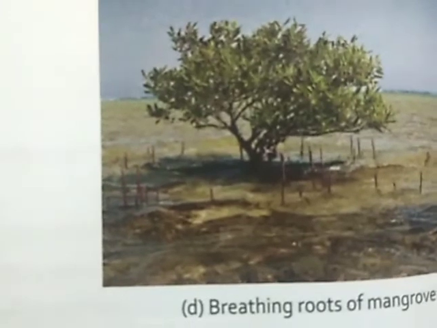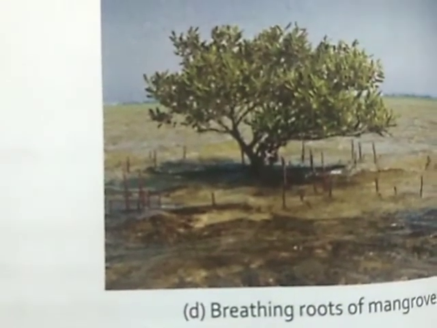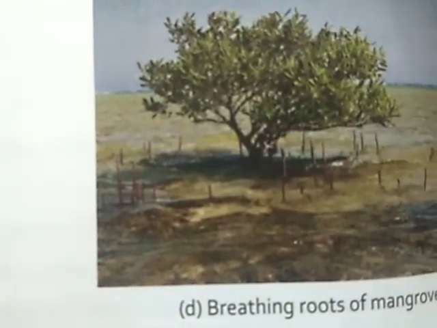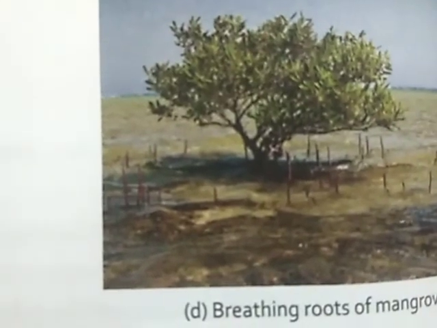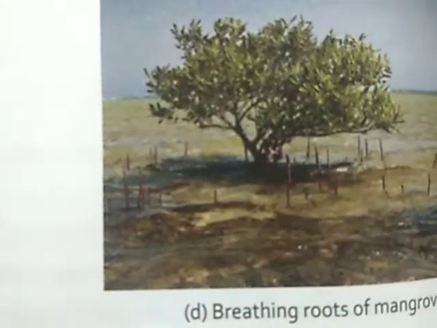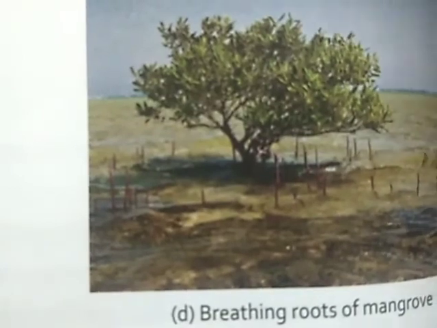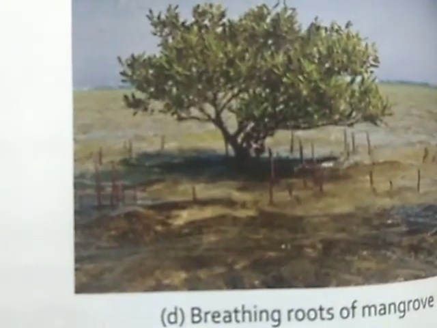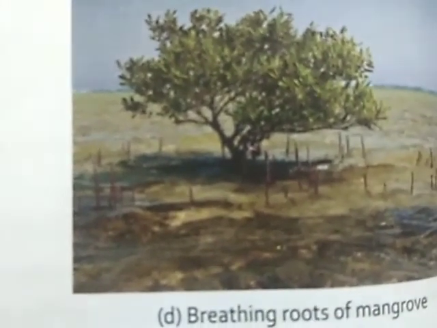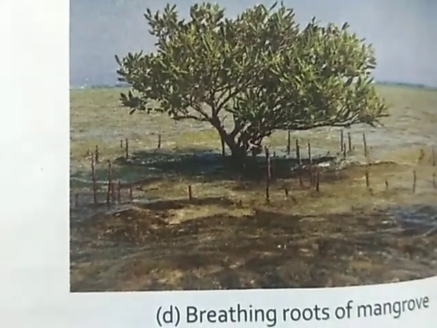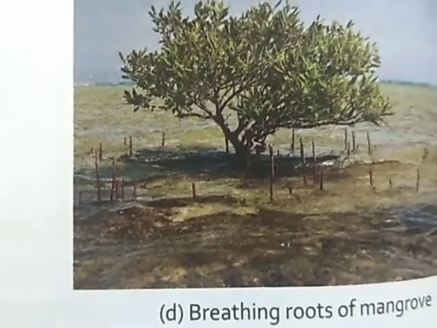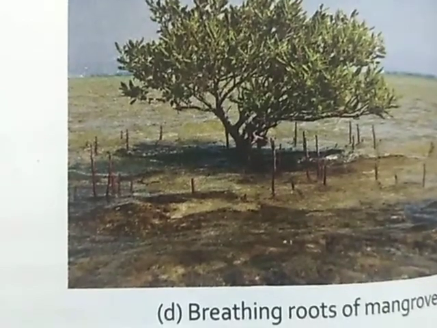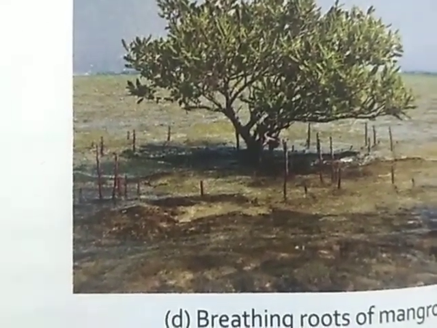So why is it poor? Because air cannot pass through the water, and water has oxygen combined in it, that is H2O. There is no free oxygen present in the soil. Therefore, they cannot take it through the soil. They grow a little above the soil, and then they breathe. They have special roots that grow above the ground and take in the air. These are known as breathing roots.